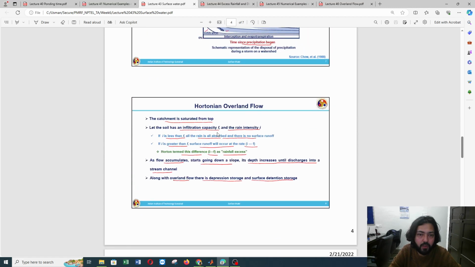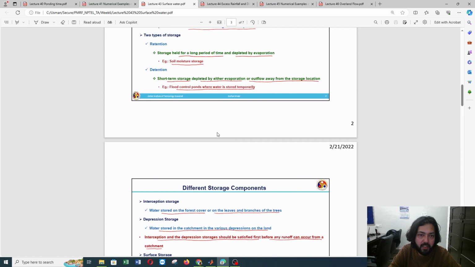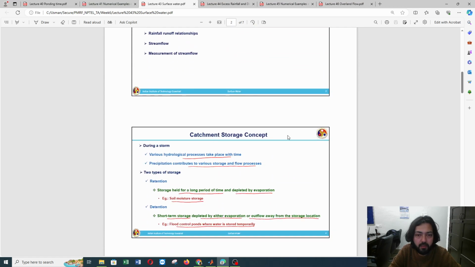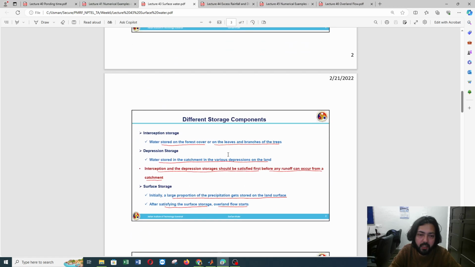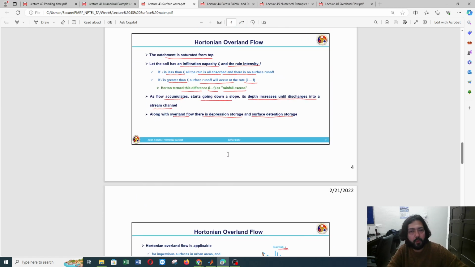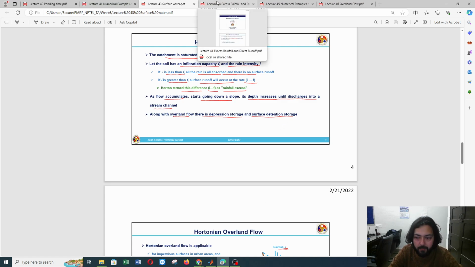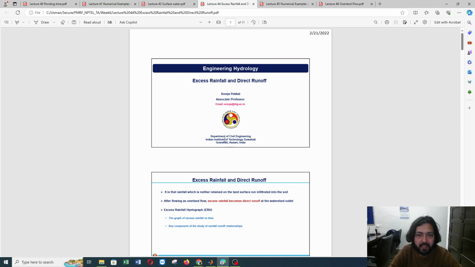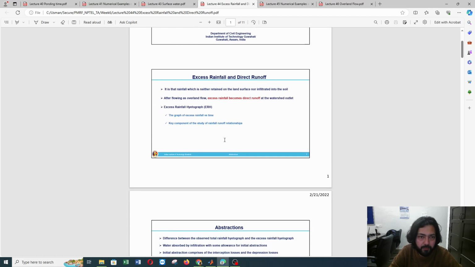So we have covered the first topic, which was the catchment storage concept. Here we talked about the different types of storage. There are two types: retention and detention. Then there are different storage components: interception, depression, soil moisture storage, subsurface storage, and groundwater storage. Then we talked about two important concepts of overland flow, Hortonian and saturation. Now let us see what is excess rainfall and what is direct runoff.